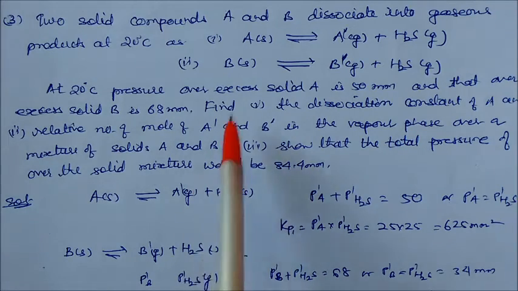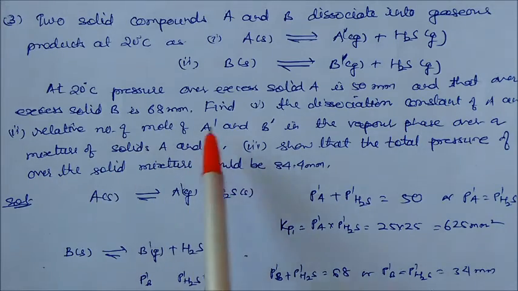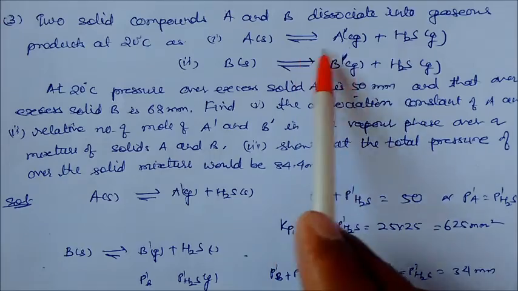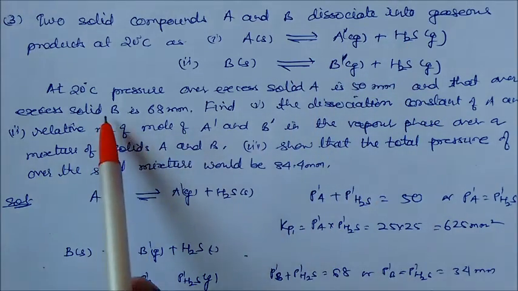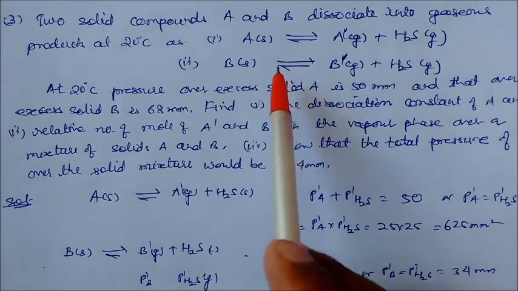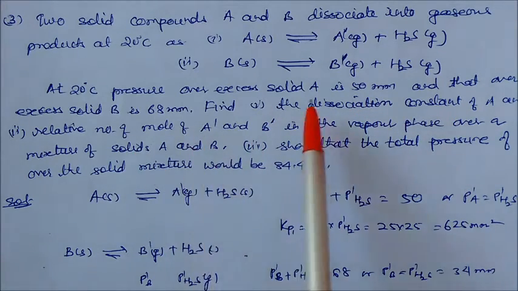So we have to find the total pressure when these two gases are at equilibrium. The pressure for A is given here, 50 millimeter, and the total pressure over solid B is 68 millimeters. The two pressures are given individually, and the equilibria hold simultaneously. So let us find out these values. What is the Kp of A? What is the Kp of B?